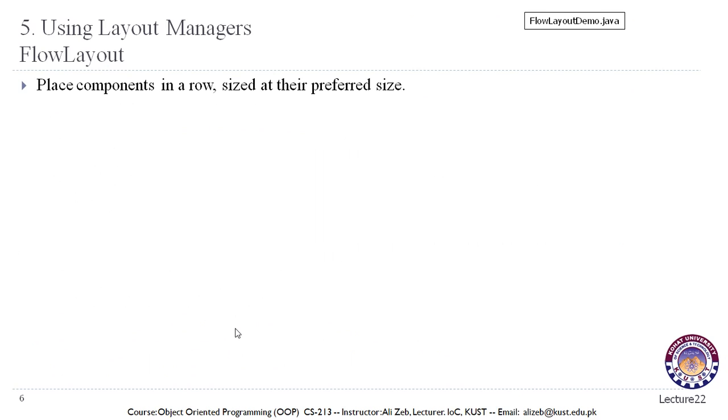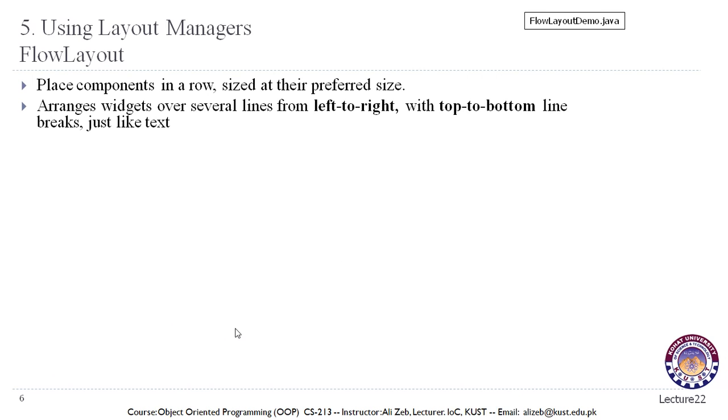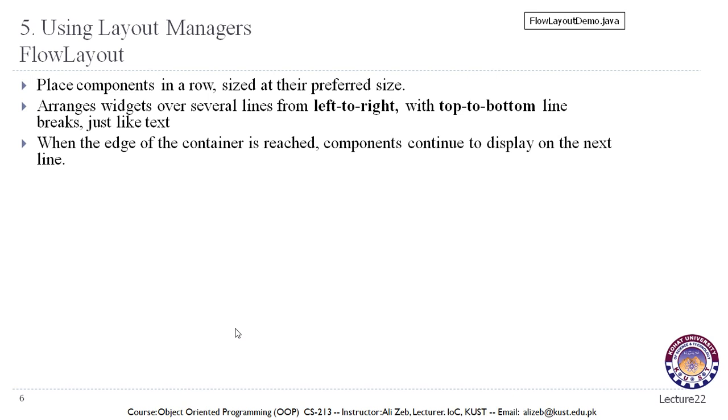Flow layout, on the other hand, places components in a row sized at their preferred size, and arranges widgets over several lines from left to right, with top to bottom line breaks, just like text. With the flow layout, we can set the layout of our components in the form of text, from left to right or top to bottom, like we write text. When the edge of the container is reached, components continue to display on the next line.